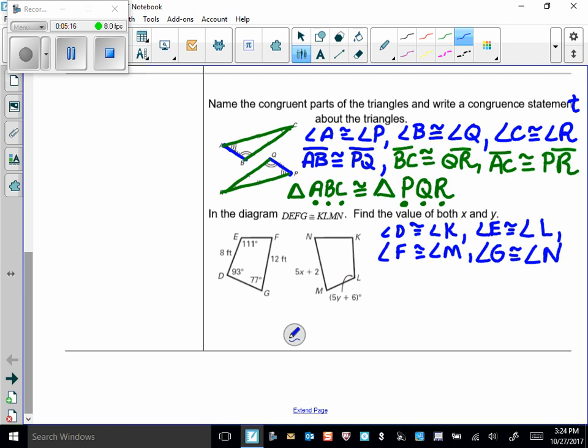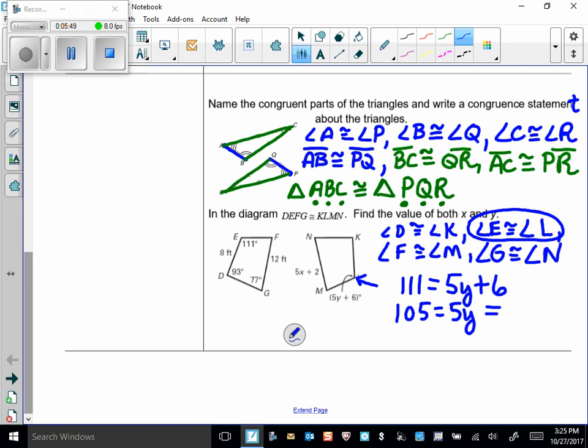So I'm going to start by finding y because it's one of my angles. It's in angle L, and I know that L right here is congruent to angle E. So what's the measure of angle E? 111. So 111 equals, because if they're congruent, their measures are equal by the definition of congruence, 5y plus 6. So if I subtract 6 from both sides, I get 105 equals 5y, and therefore y has to be 20.